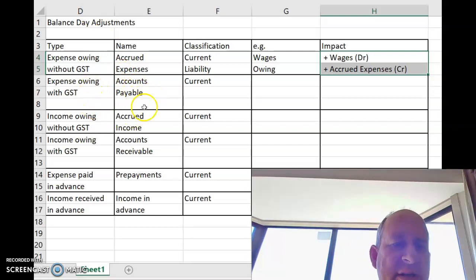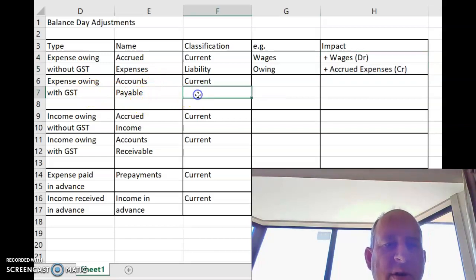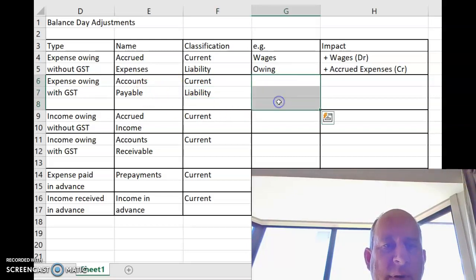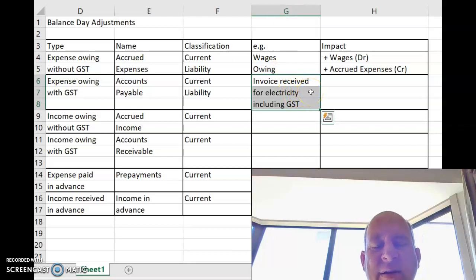Expense owing with GST is called accounts payable because it's got the GST on it. Because it's expense owing, it's a current liability. It might not be an expense either, it might be an asset that we have to pay for. So if we've received an invoice with GST, it becomes accounts payable. And the example I've got is invoice received for electricity, including GST. So that's what it'll look like.